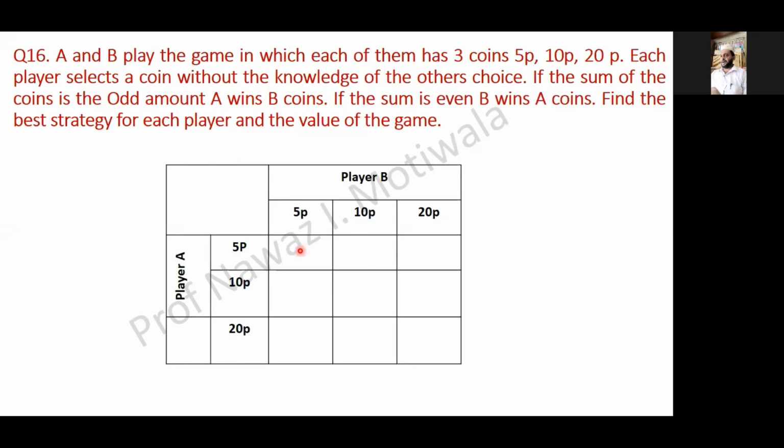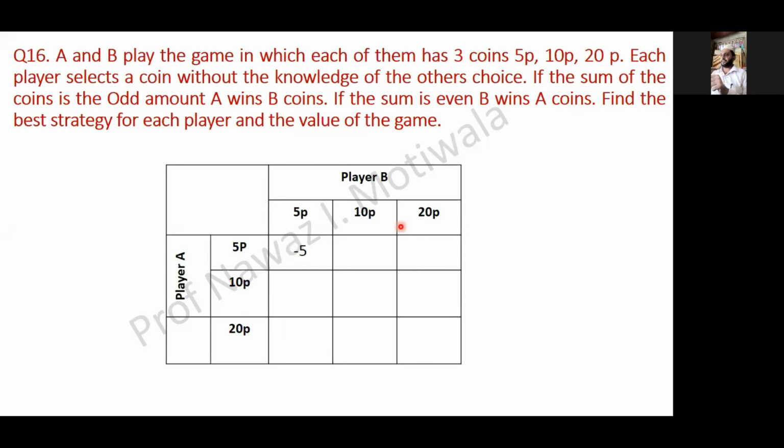In this first part, A shows 5, B also shows 5. 5 plus 5 becomes 10. Now this 10 is an even number. So for an even number, what is the condition? If the sum is even, B wins A's coin. Now what coin did A use? A used the 5 paise coin, and it will go to B. Hence I will write here -5.